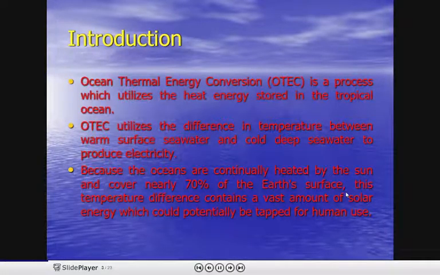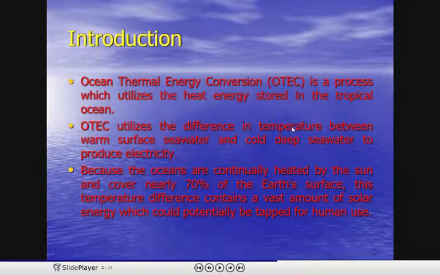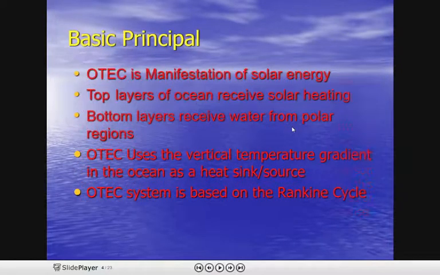Now come to the first point, that is the introduction. Ocean Thermal Energy Conversion in short form is O for Ocean, T for Thermal, E for Energy and C for Conversion. The principle of OTEC is the difference of temperature between the top surface and below 1000 meters. Continuously, it covers 70% of the Earth's surface. This temperature difference covers a vast area.